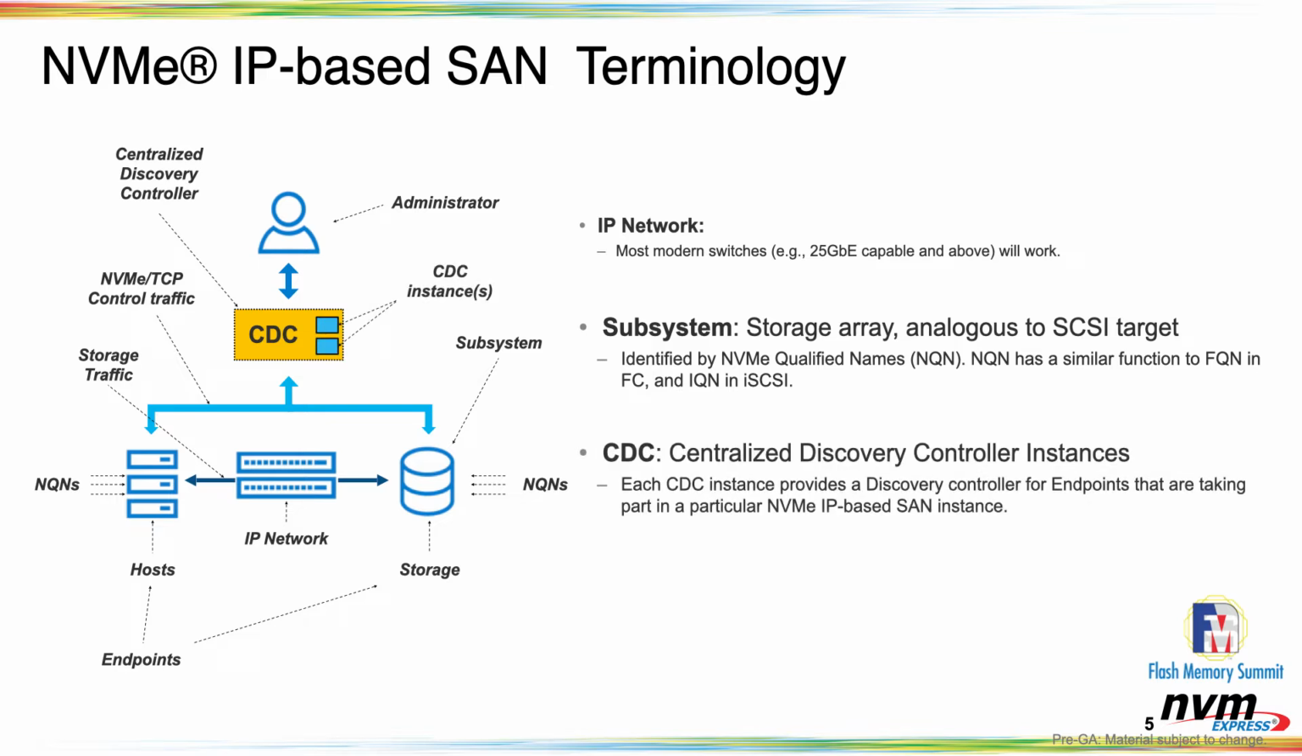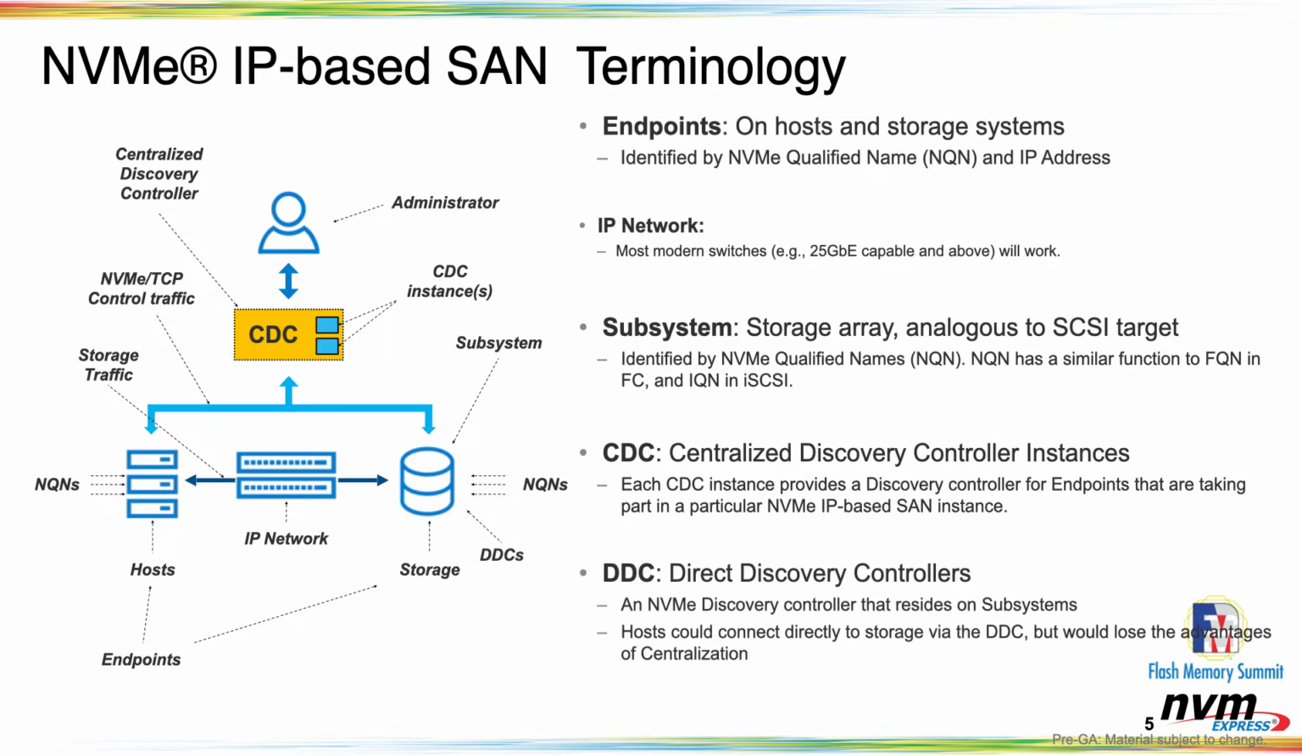The CDC instances, think of them as shards of the CDC that are associated with each IP SAN. An IP SAN is a collection of one or more subnets that are supposed to have NVMe traffic flowing over them. So each CDC instance is associated with exactly one IP SAN. And then a direct discovery controller is the discovery controller that resides on a subsystem, so on the array. Hosts, by the way, can connect directly to storage via this direct discovery controller. If they wanted to, they can discover all the subsystem interfaces on that array, but you lose the benefits of centralization if you do it that way.